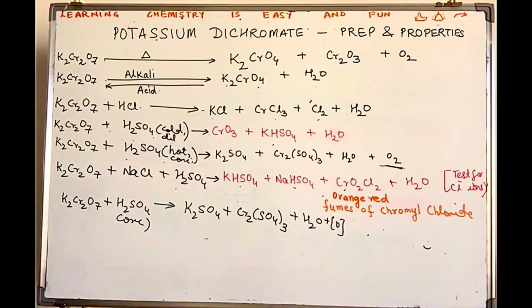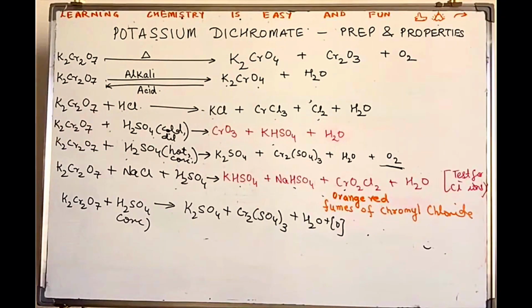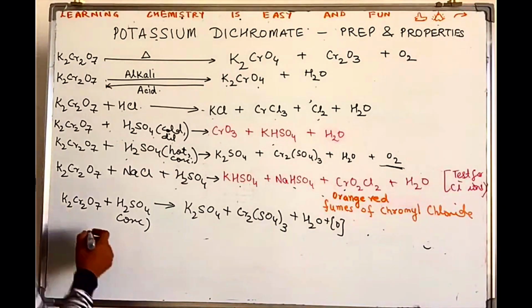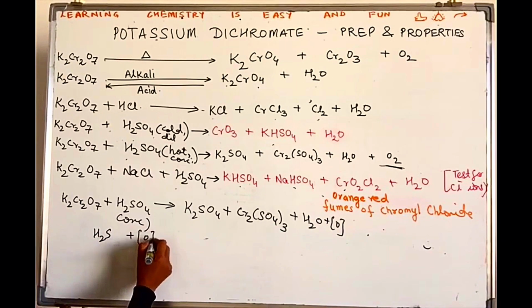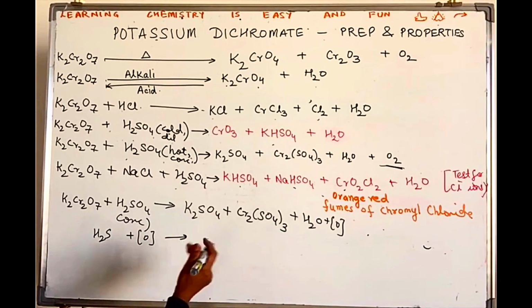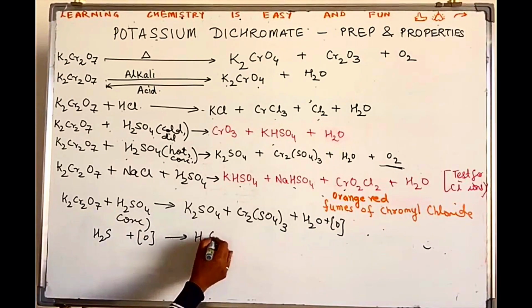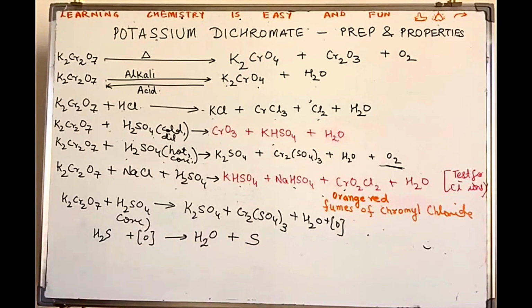Let's write the second equation. I told you that I'll tell you a trick how to write the equation with HCl. So it oxidizes HCl to chlorine, right? That was one of the reactions that we have written. Or you would want to take something different. Okay, let me take H2S. H2S plus nascent oxygen. What is nascent oxygen? Atomic oxygen which is released during the course of a reaction. Water and sulfur, right?